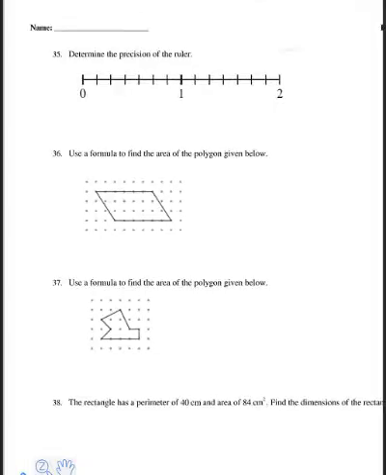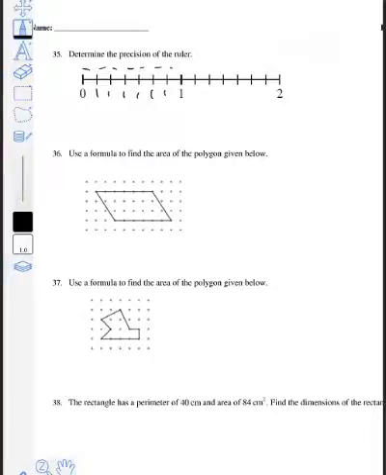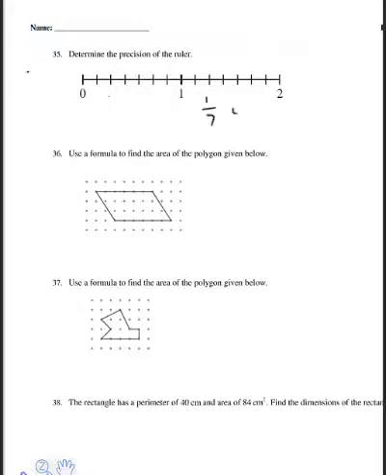Okay, the precision of the ruler, there's 1, 2, 3, 4, 5, 6. So it's broken up into sevenths, it looks like. There's 1, 2, 3, 4, 5, 6, 7 areas between 0 and 1, 7 equal lengths between 0 and 1. So the precision is 1/7 of an inch. Well, 1/7 of a unit. We don't know that this is in inches, so 1/7 of a unit.